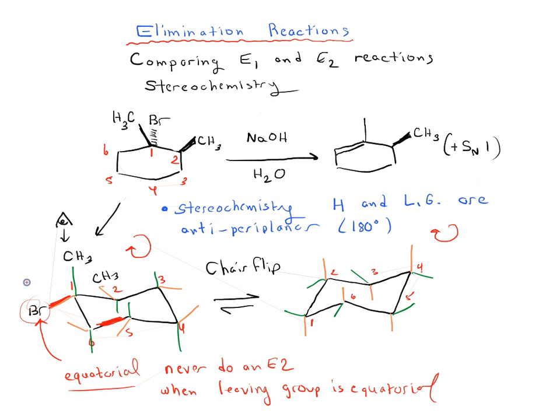So carbon 1, what would it look like? So the green bond was our CH3 here, and the orange bond was our Br. So now we've got an axial Br. And carbon 2, what do we have here? Carbon 2, our orange bond is a CH3.